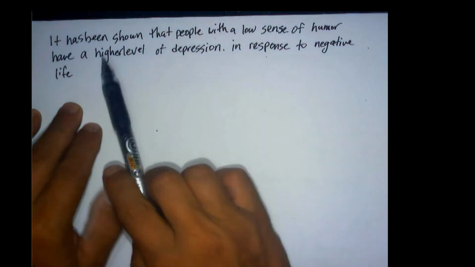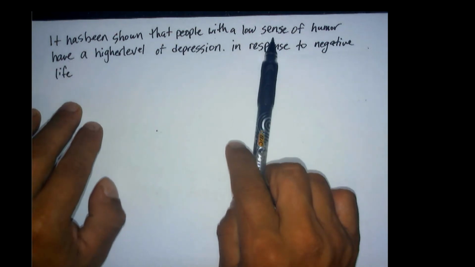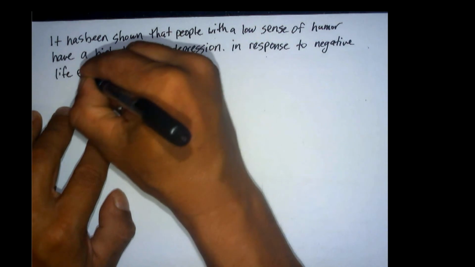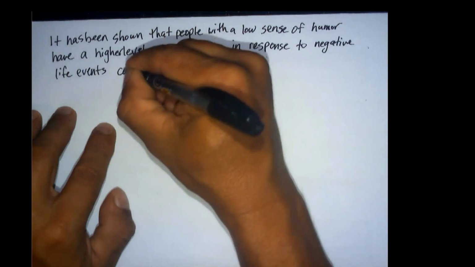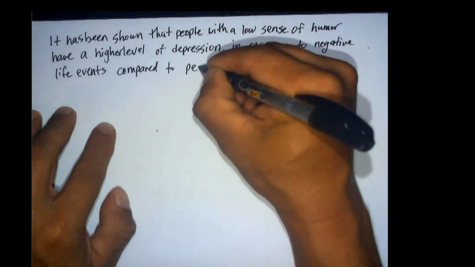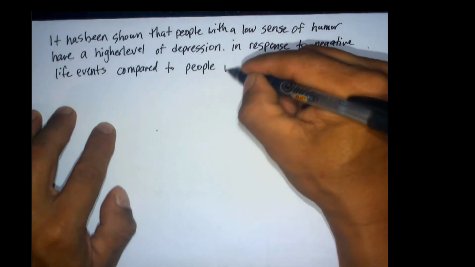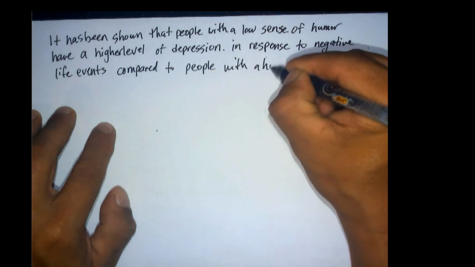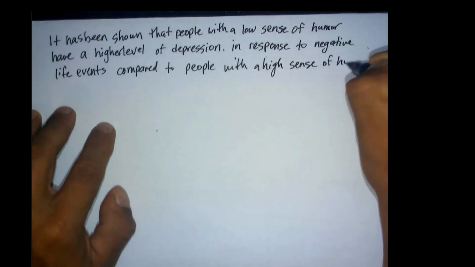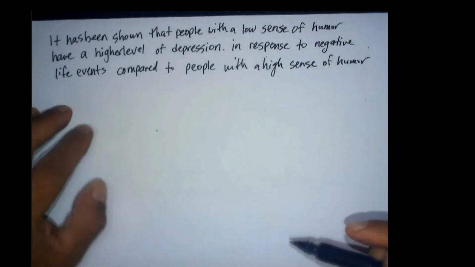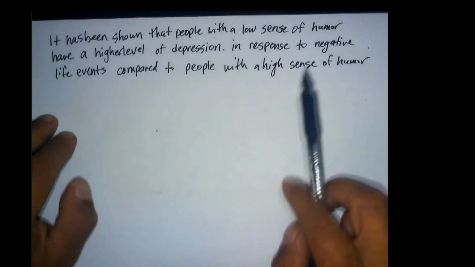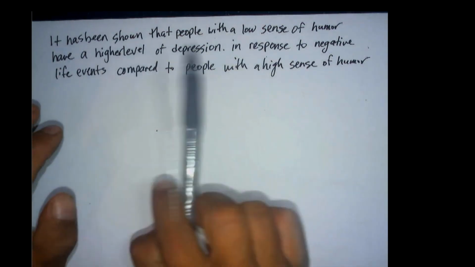So it's been shown that people with a low sense of humor have a higher level of depression in response to negative life events compared to people with a high sense of humor. Okay, so if you have a high sense of humor and something bad happens, then you're going to have a lower level of depression. That's what that means.